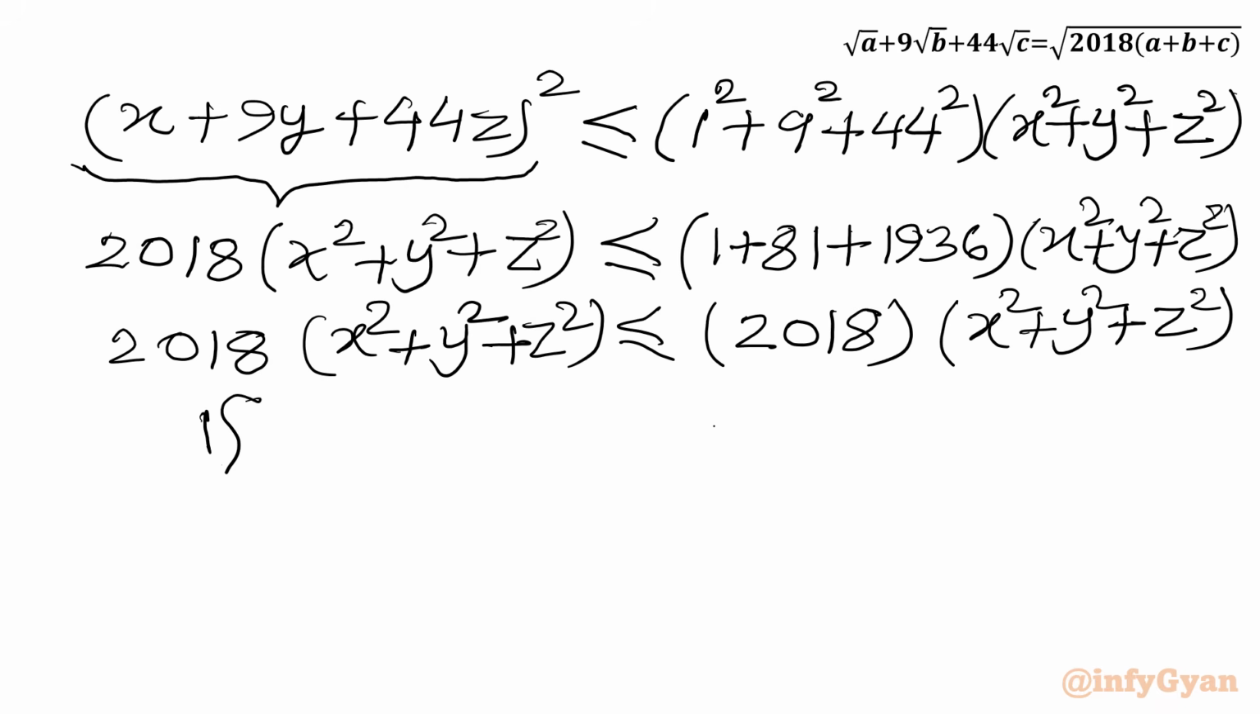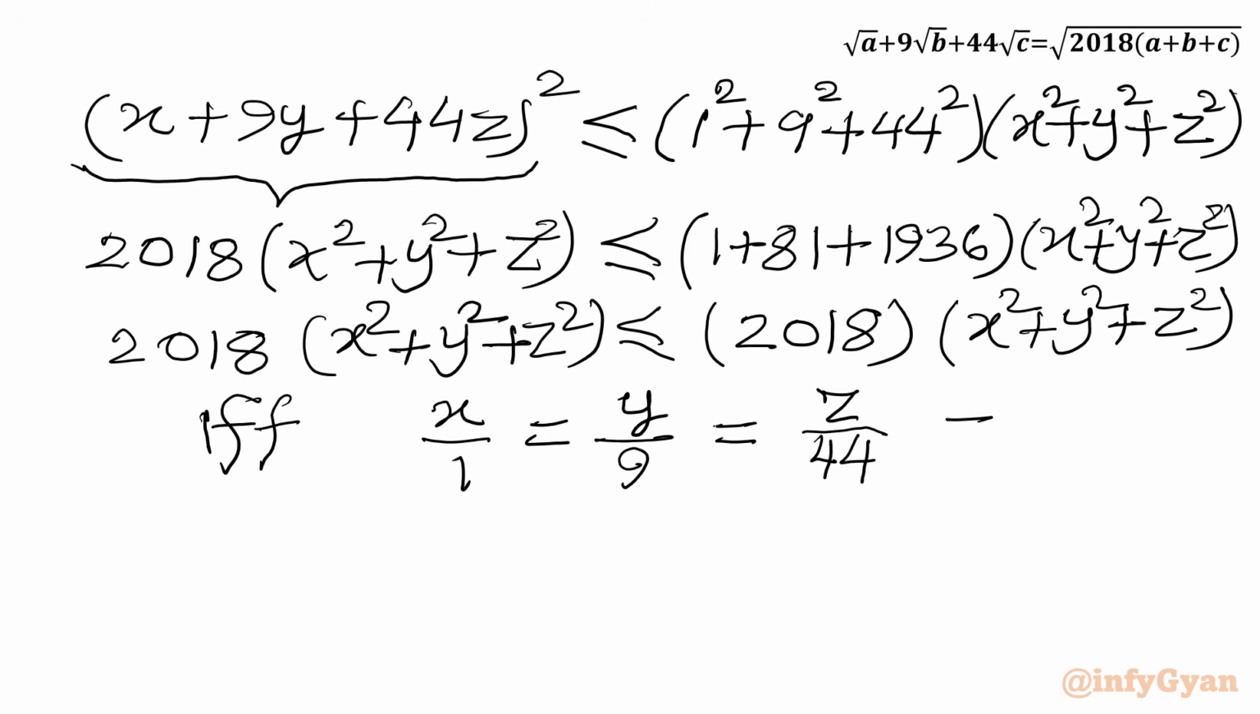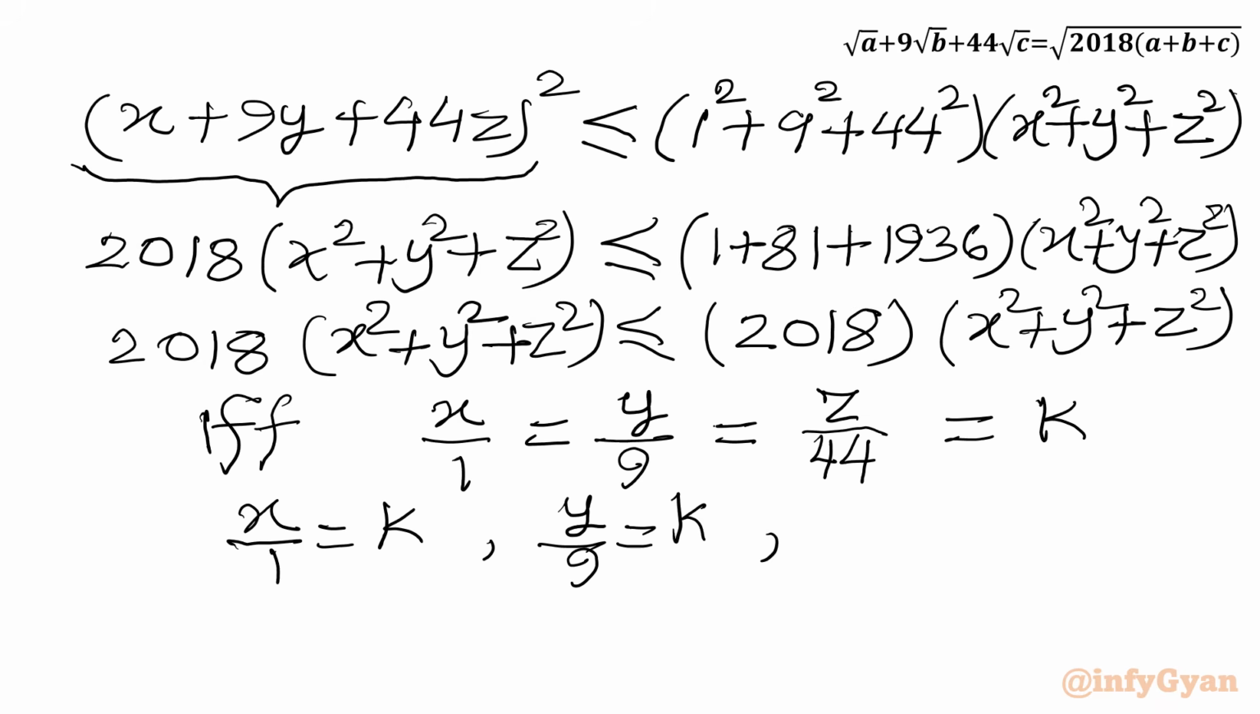This equality will hold true if and only if the ratios are equal to each other. The ratio x over p, which is 1, equal to y over q, which is 9, equal to z over r, which is 44. Let us assume this equality equal to K. So I can write here x over 1 equal to K, y over 9 equal to K, and I can also write z over 44 equal to K.